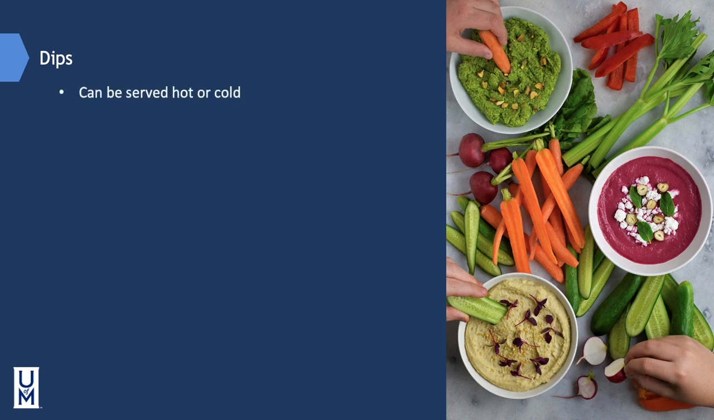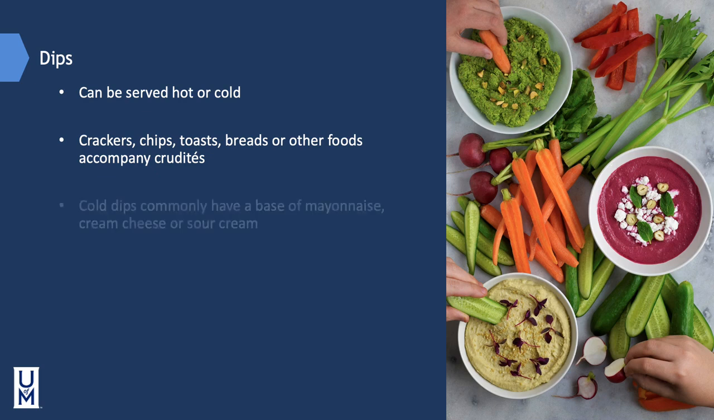Dips can be served hot or cold. They can be served with crackers or chips, toast, bread, or other food to accompany crudités. You can serve it with a nice pita bread, a soft bread if it's a hearty dip. Or if it's a thin dip, you want to serve it with something that's going to give it a little bit more body associated with it.